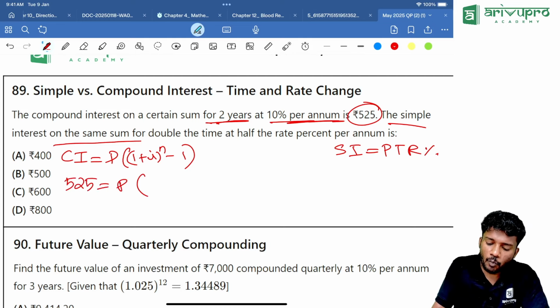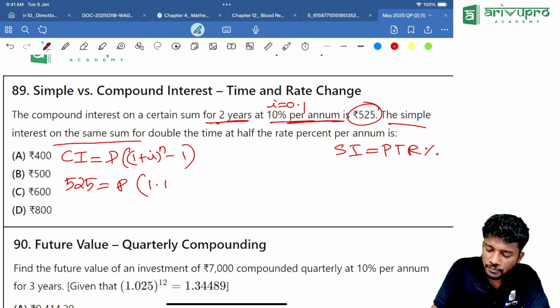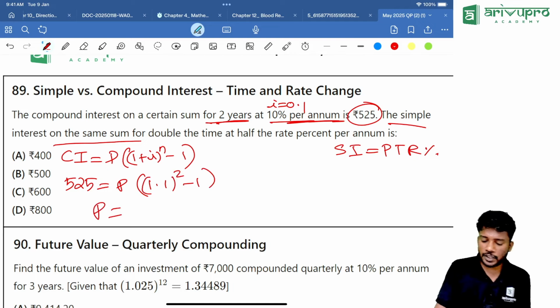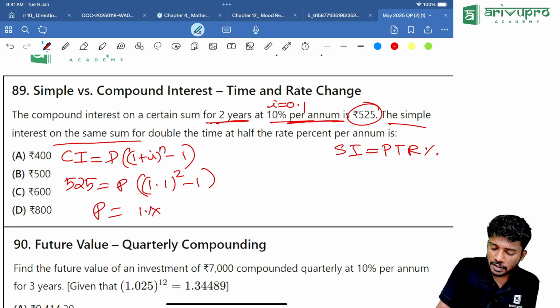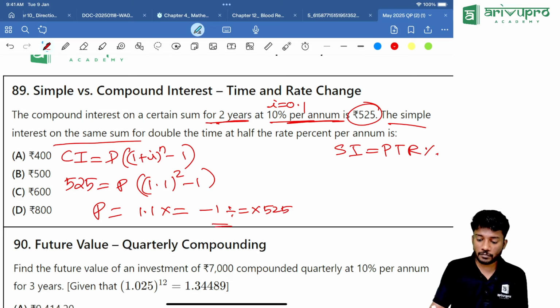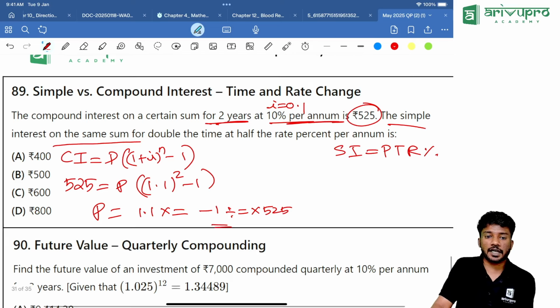We need to find 1 plus I. I is equal to 0.1. That means (1.1)² minus 1. Get me the value of P, everyone. Come on, let's do it. How will you use the calculator? 1.1 squared, equal to, minus 1, divide, equal to, multiply it with 525. How much are you getting as the P value? 2500. Yes.